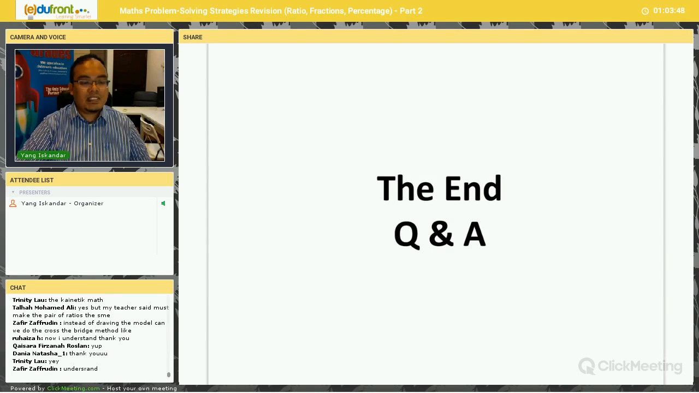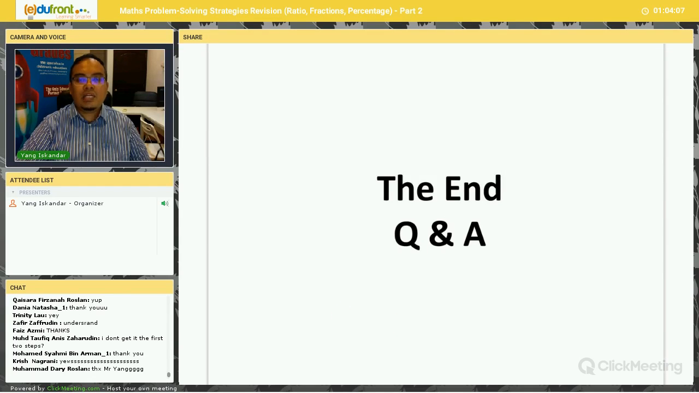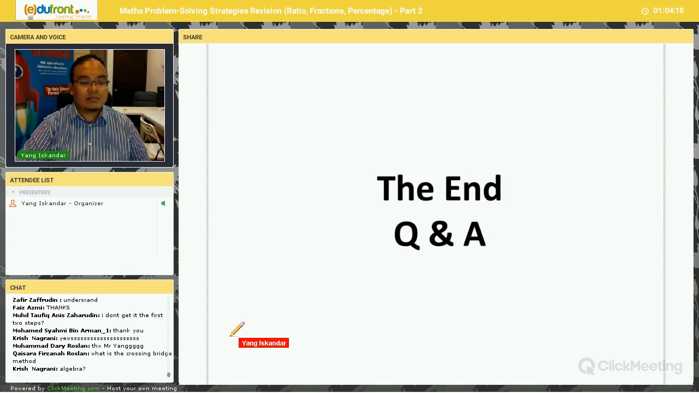Talha, you said that yes, but my teacher said must make the pair of ratio the same. Okay, which is exactly what we have done. We make the parts the same. Instead of drawing the model, can we use the cross the bridge method? Okay, Zafir, yes. Instead of using the model method in the end, you can also use the units method. The units method is similar to algebra. Yes, perfectly fine. But I show the model method because some students may not be familiar with the algebra method of switching from the left side to the right side. Yes, perfectly fine. You can use the algebra method.